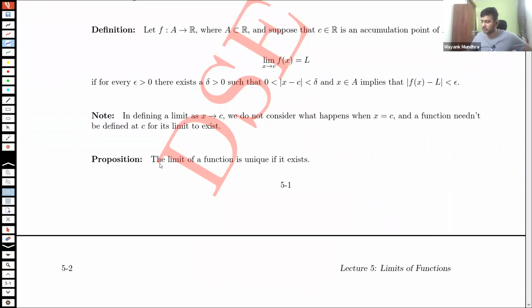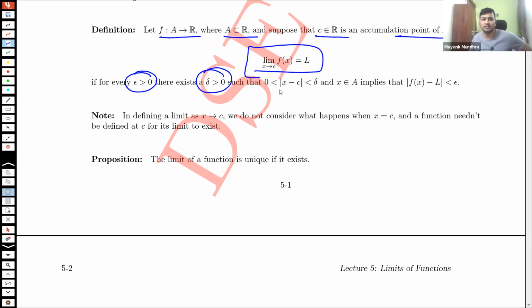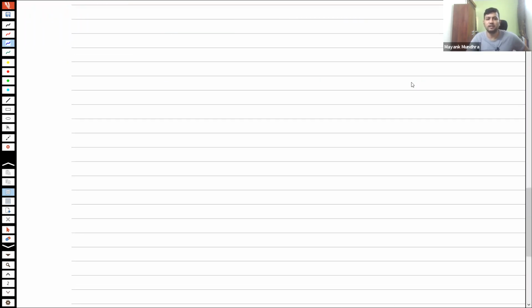So let's go to the definition of limits now, limits of functions. Let f be a function defined from A to R, where A is a subset of R, and suppose that c is an accumulation point of A. Then limit x tending to c of f of x equals L if for every epsilon greater than 0, there exists a delta greater than 0 such that 0 less than mod of x minus c less than delta, and x belongs to A implies that mod of f of x minus L is less than epsilon. Okay, so what does this mean? Let us understand this graphically.